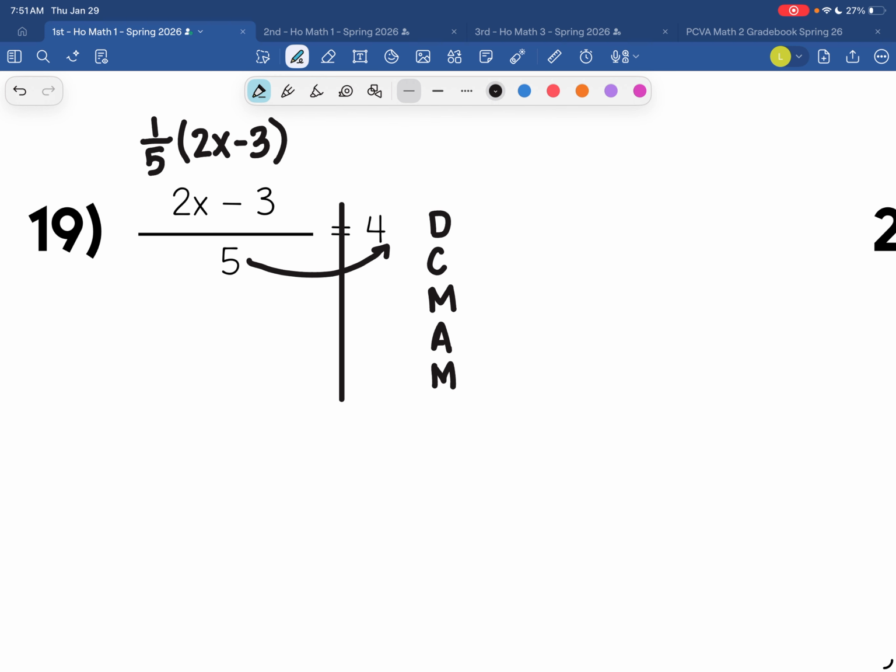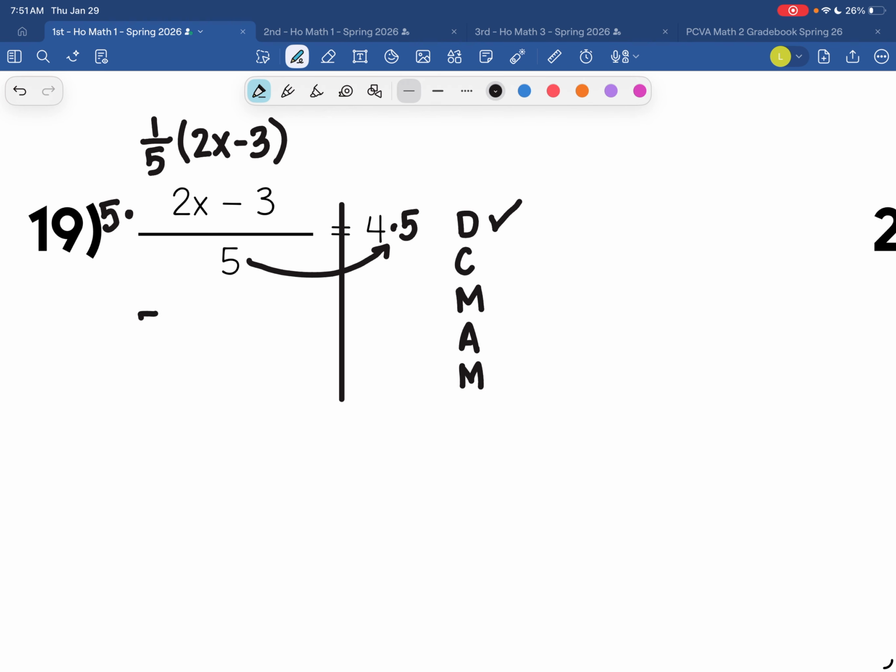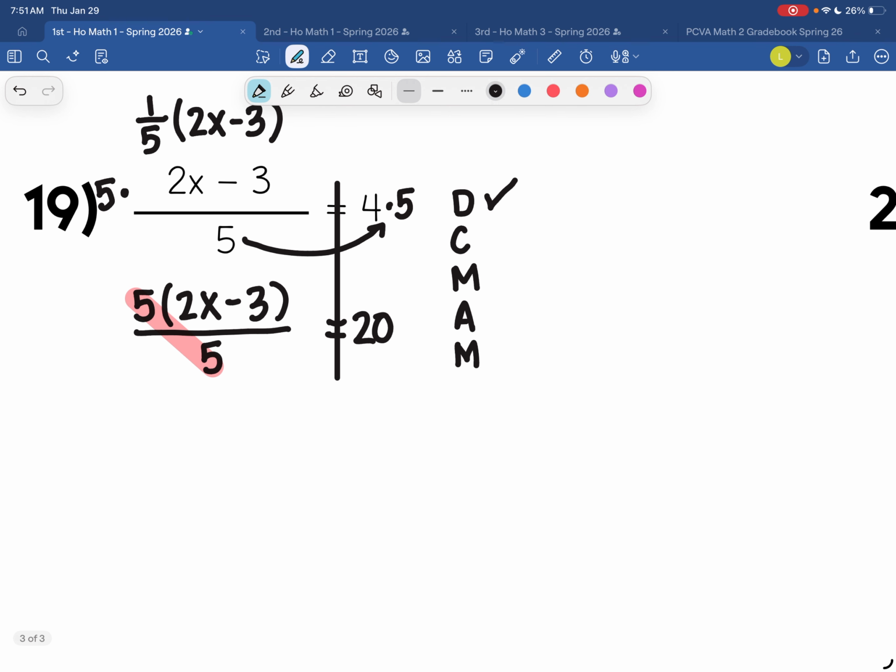So if I do my don't call me after midnight, we are going to distribute that 5 over. So we're going to multiply by 5 on both sides. And once we multiply by the 5 on both sides, that now is going to give me 20. So remember, this technically is 5 times 2x minus 3 over 5 equals 20. And because we have a 5 on the top and a 5 on the bottom, those are going to equal 1. So we're going to be left with 2x minus 3 equals 20.